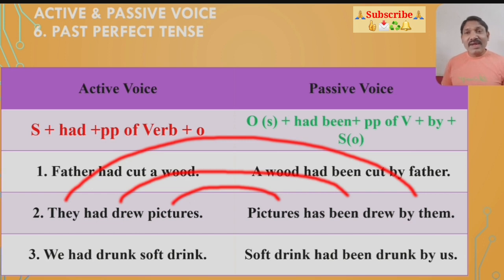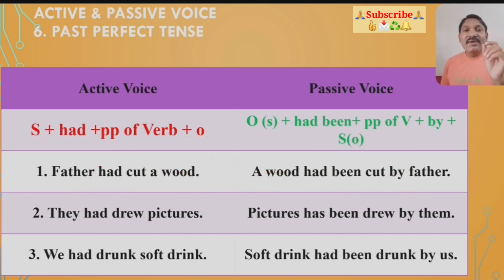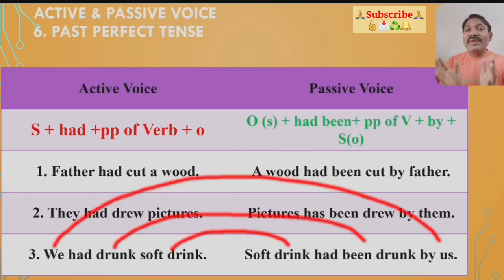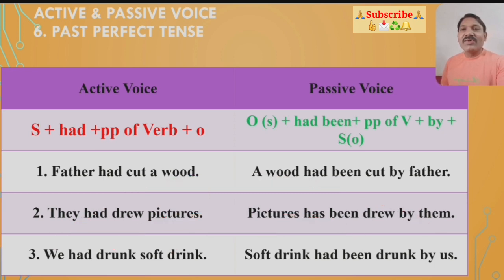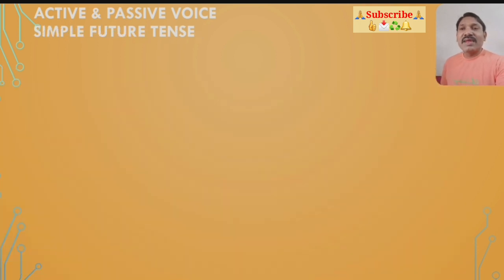Okay, students. Now next one, we had drunk soft drinks. In passive voice, the sentence will be soft drinks had been drunk by us. Okay, have you understood? Very good. It is very easy, student. Now the next one, see student, there will not be passive voice of past perfect continuous tense. So let's have the next tense, that is simple future tense.